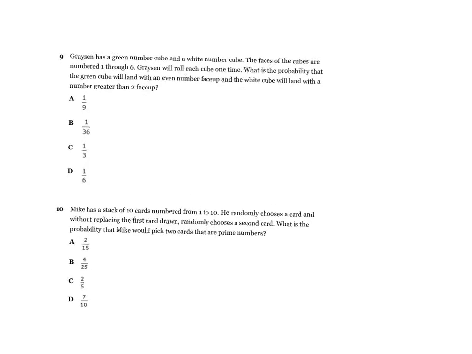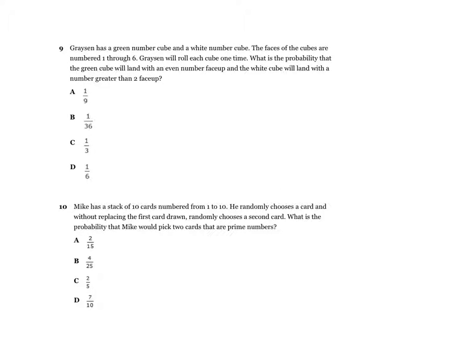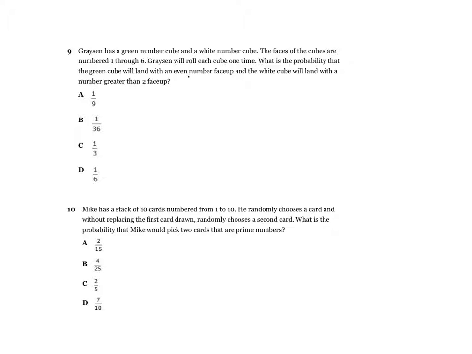Okay, Grayson has a green number cube and a white number cube. The faces of the cubes are numbered 1 through 6. Grayson will roll each cube one time. What is the probability the green cube will land on an even number, and the white cube will land on a number greater than 2?